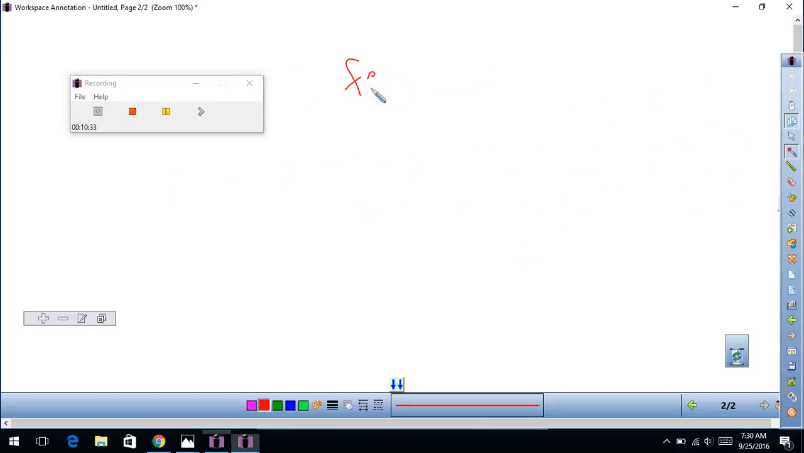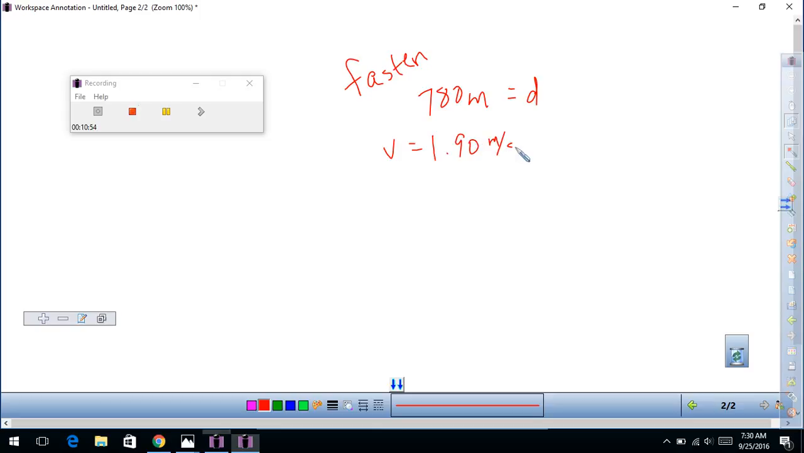All right, so we're going to look at the faster student. So the faster student has to go 780 meters. And the faster student is moving at 1.9 meters per second, so that's the distance. The speed is 1.9. And we'll find the faster time by saying distance over speed, average speed. So 780 meters over 1.90 meters per second.